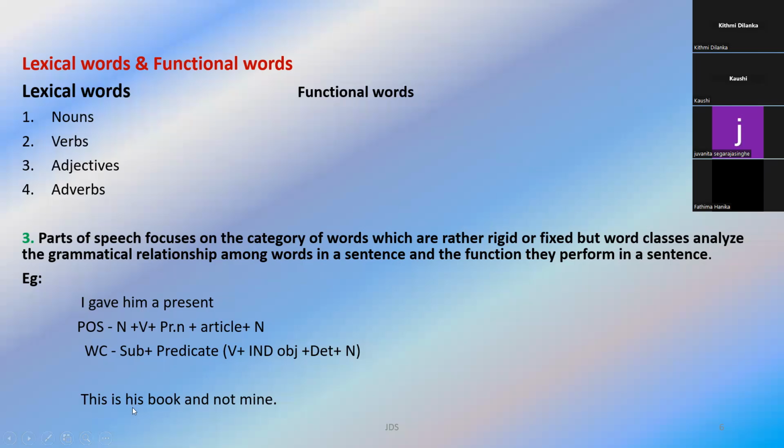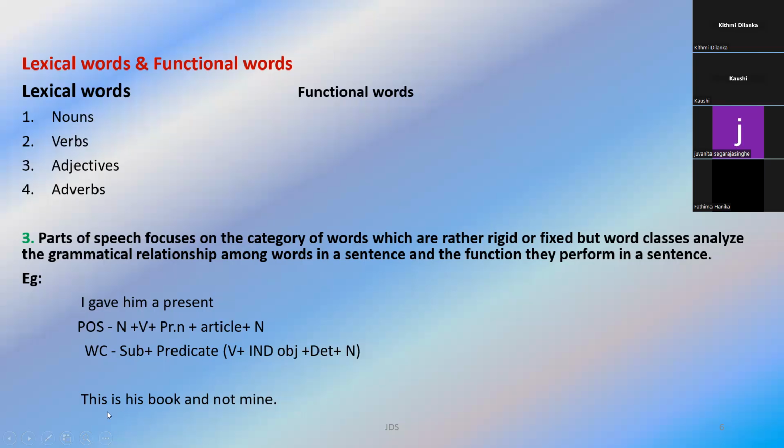This one, "his": possessive pronoun. "Book": noun. And what is the part of speech of "and"? Conjunction. Then "not": negation, negatives. "Mine": possessive pronoun. Right? So that is how, from the point of view of traditional grammar, this sentence can be analyzed.